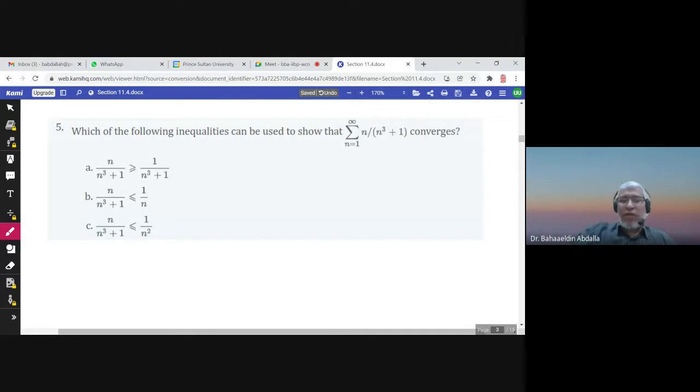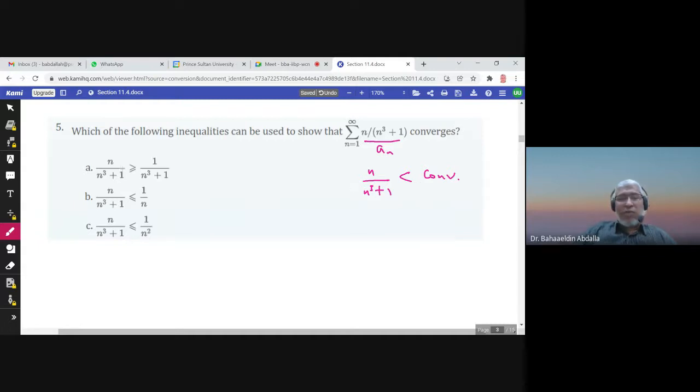Which of the following inequalities can be used to show that this series converges? Well, to show that this series converges, I have to write an. This is an, n over n cube plus 1, less than a convergent bn. Okay, convergent series.